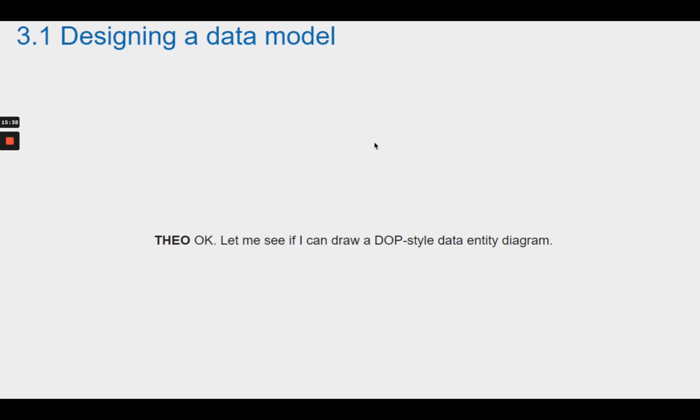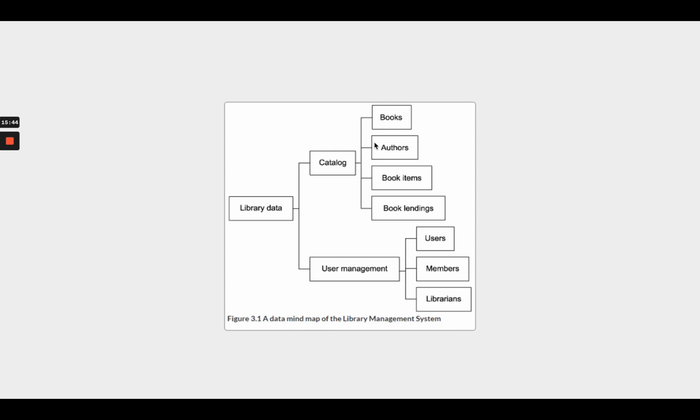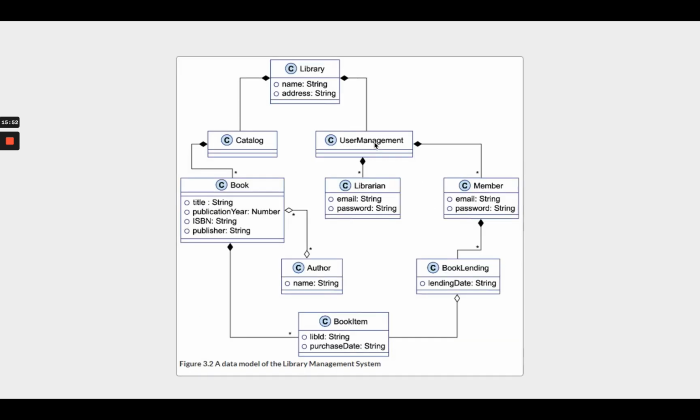Theo: Okay. Let me see if I can draw a DOP-style data entity diagram. Theo takes a look at the data mind map that he drew earlier in the morning. He then draws the diagram in Figure 3.1. He refines the details of the fields of each data entity and the kind of relations between entities. Figure 3.2 shows the result of this redefined data entity diagram.